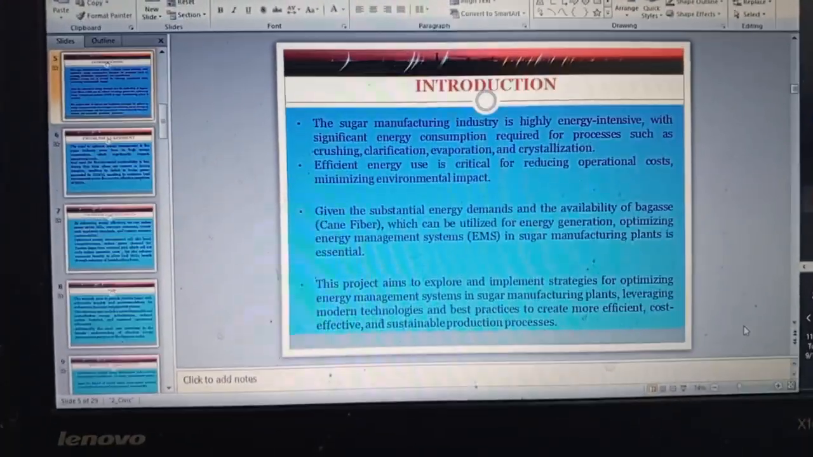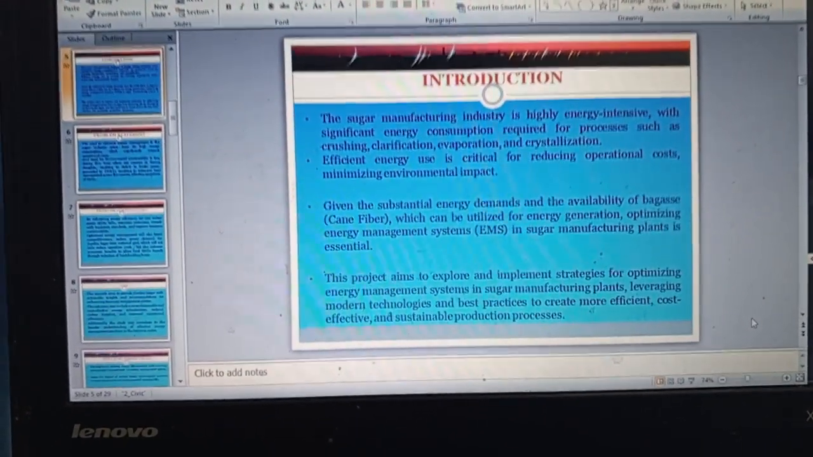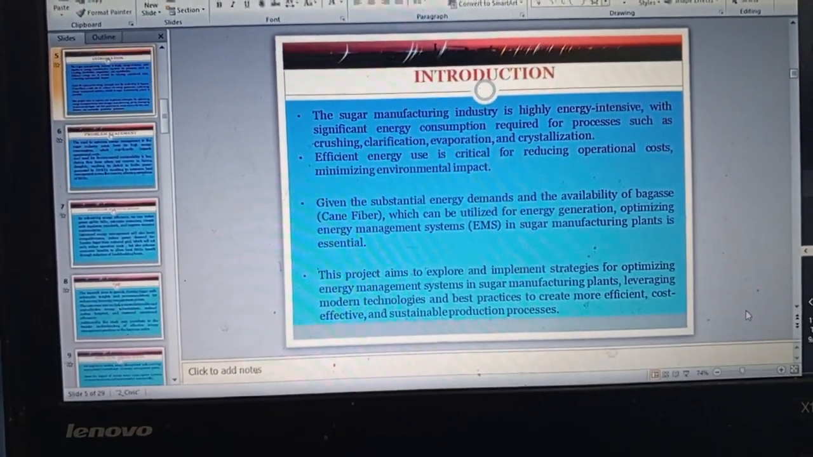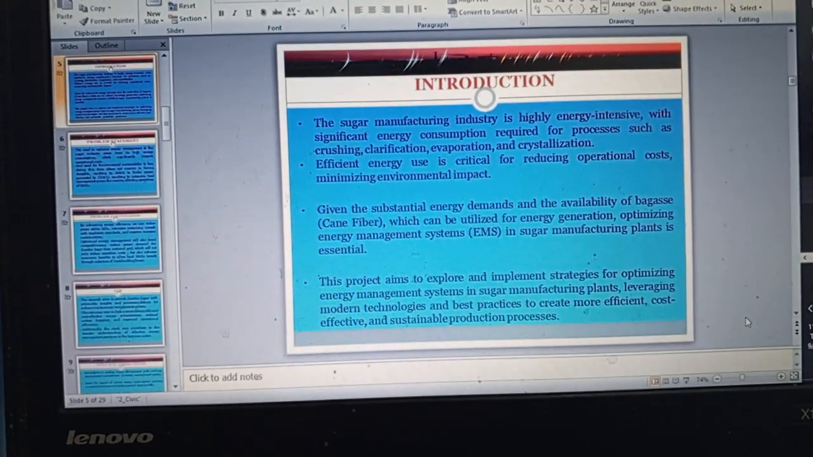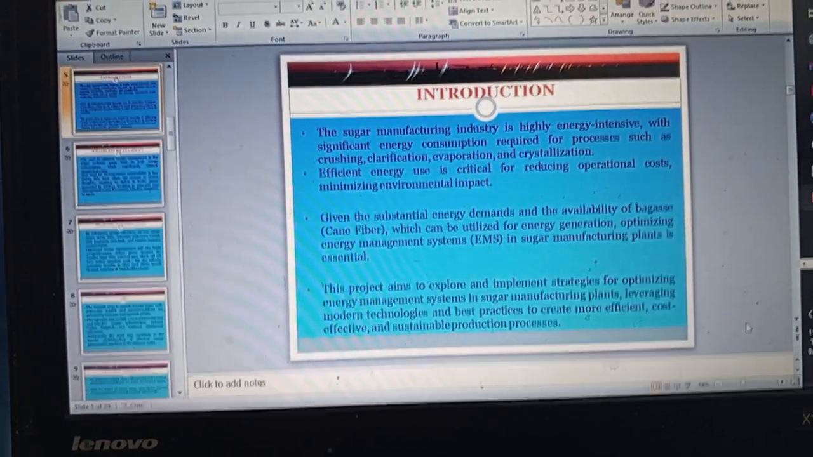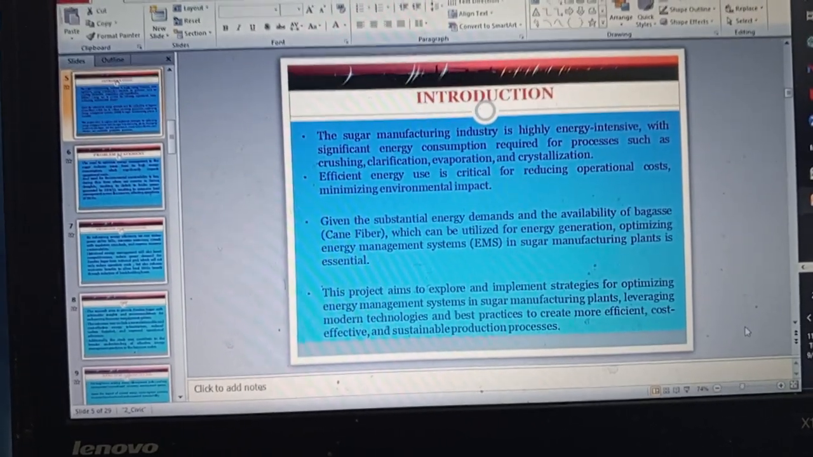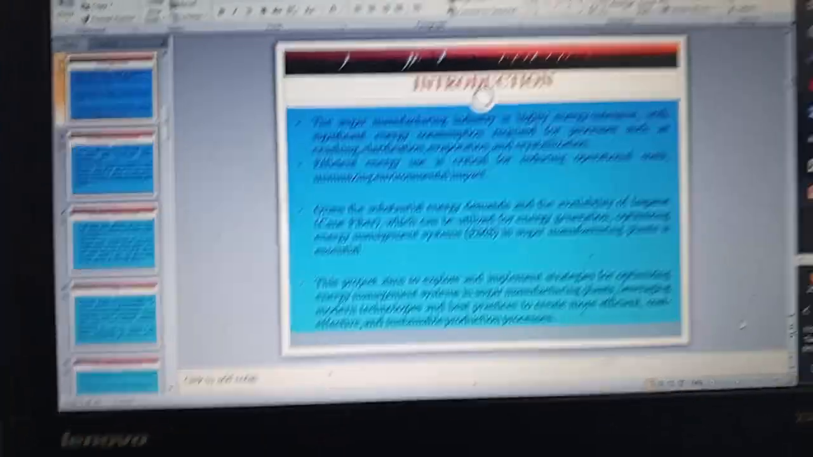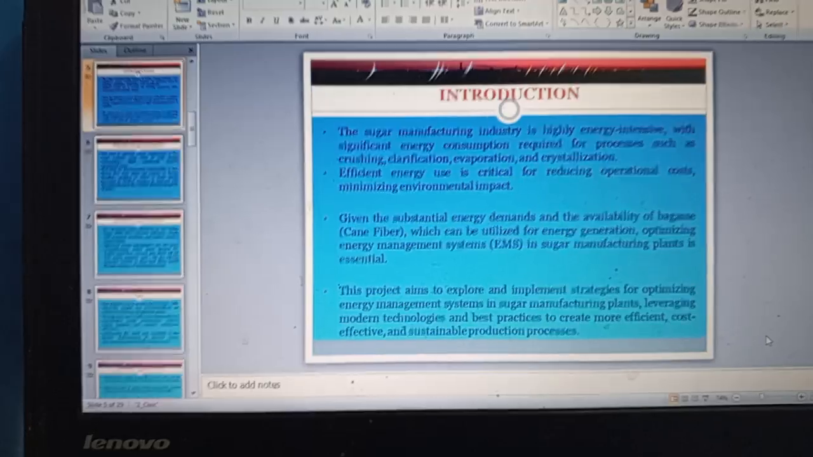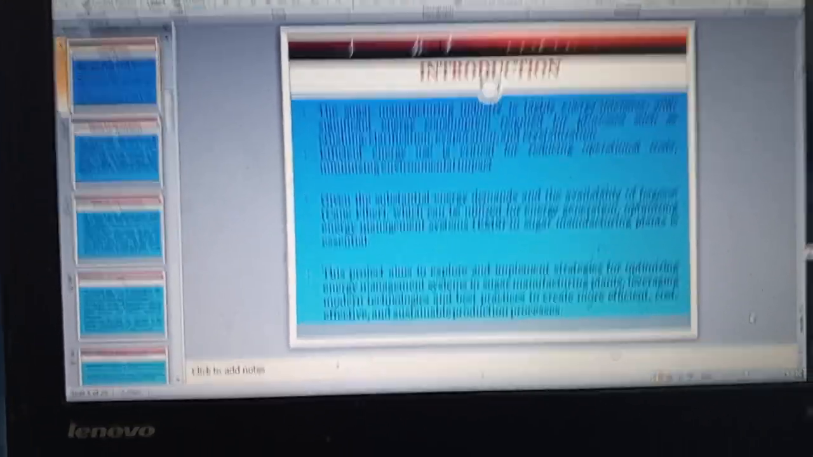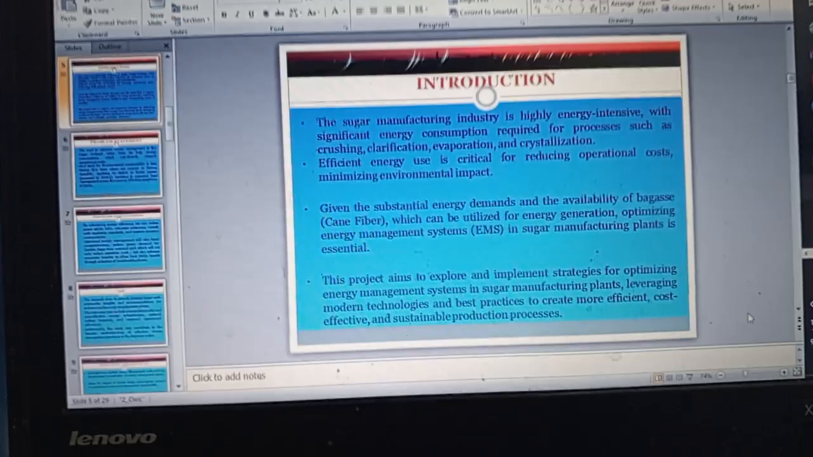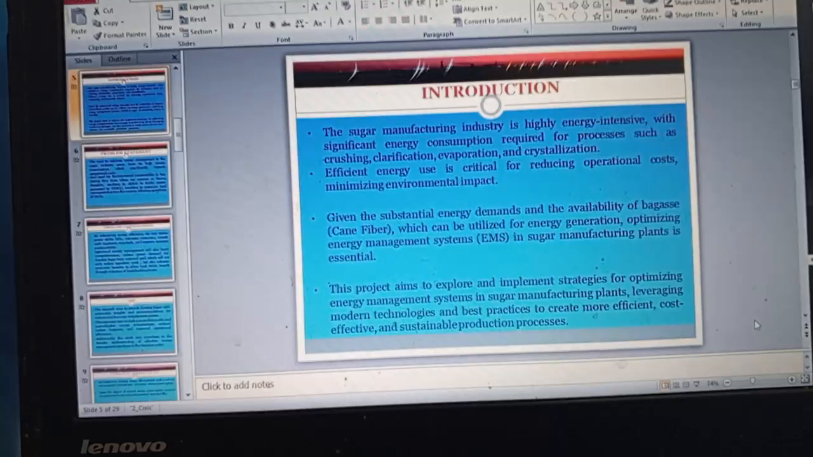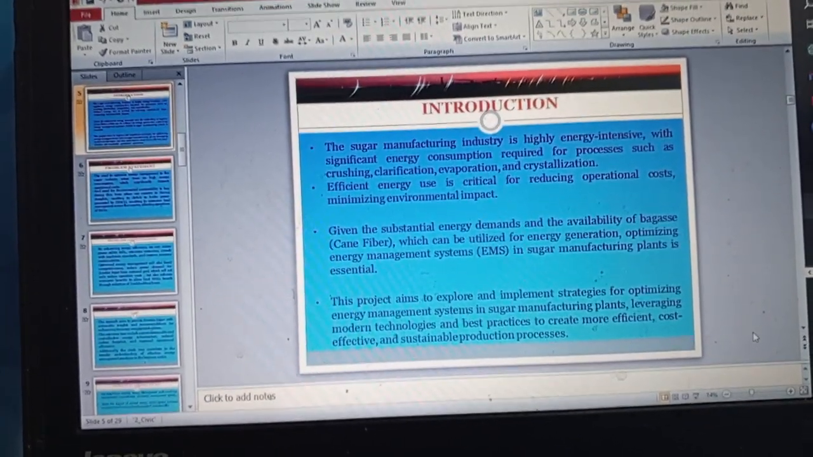For the introduction part of the project, the first point is the sugar manufacturing industry is highly energy intensive, with a significant energy consumption required for processes such as crushing, clarification, evaporation, and crystallization. Those are just the steps involved during sugar production. Efficient energy use is critical for reducing operation costs and minimizing environmental impact as well.